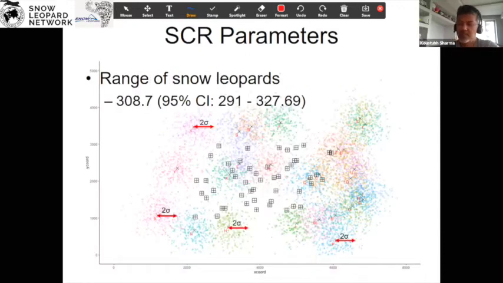the range of snow leopards. Now, in this case, when I was designing this artificial population, we had set the sigma at 300, which means 2 sigma would be 600. Now, if you look at what the likelihood estimator has found us, it's claiming that your sigma is around 308 or 309. Now, that's fairly close. Look at the 95% confidence limit. It's well within the truth that we are aware of, because that's how the data was generated.